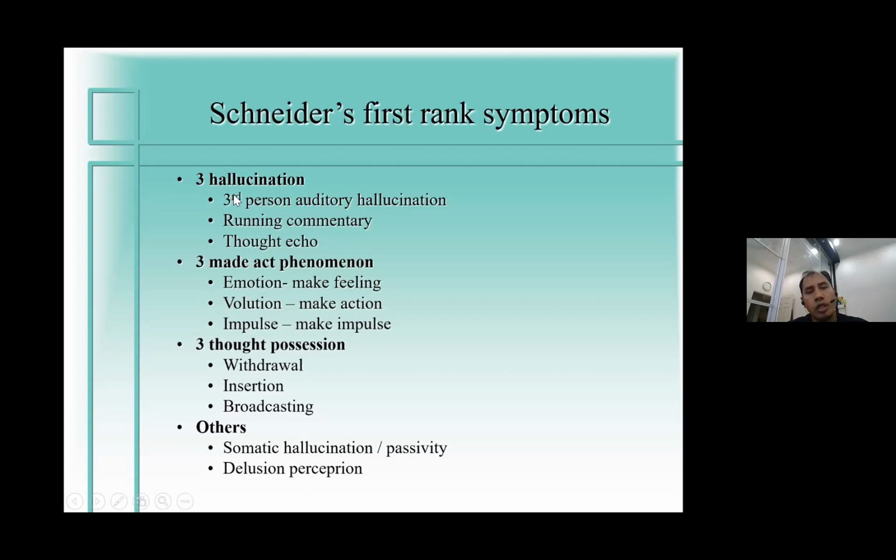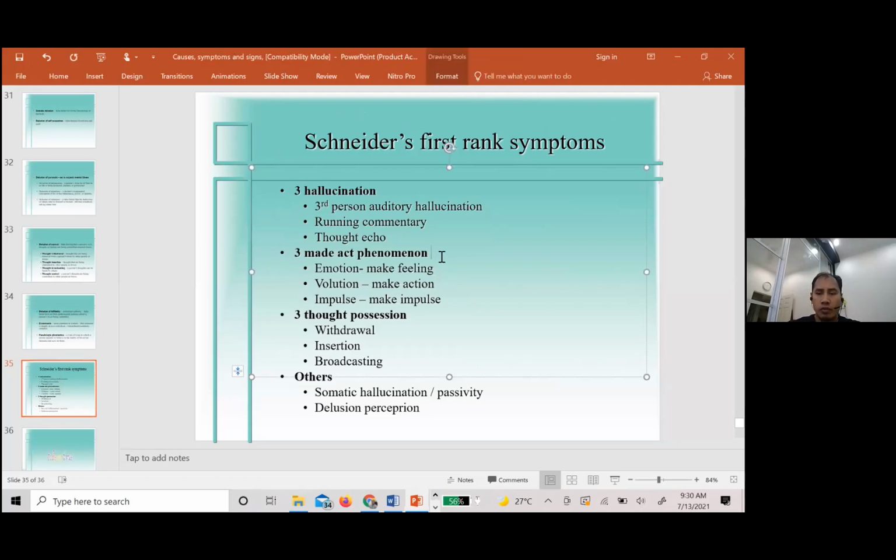Okay, what are they? As I told you just now, there are 4 types of hallucination. Just exclude the second person. Full stop. Then the rest are all Schneiderian. Okay, what is a made phenomenon? It is a made action. Made action is very much what we call the passivity phenomena. Passivity phenomena.